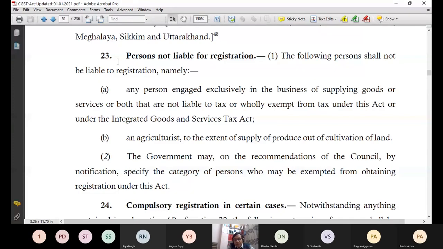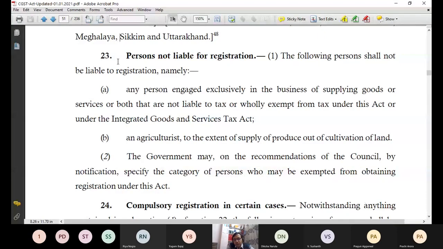To the extent of supply of produce out of cultivation of land. So any farmer will cultivate the land, will be having some crops. Whenever any produce which is generated out of cultivating land is supplied, flowers may also be supplied. You cannot say a flower is a crop, but flowers are also generated because of cultivation of land. So that is also a farmer, in simple language.